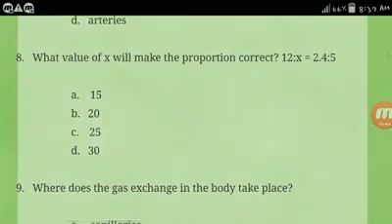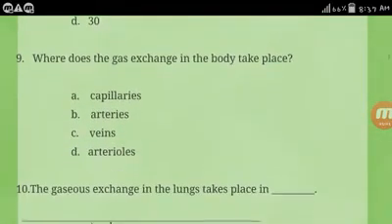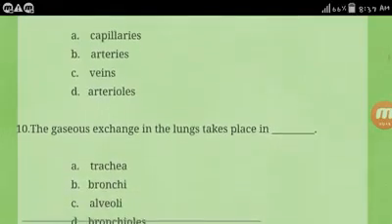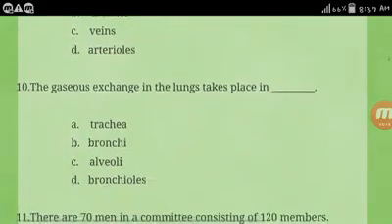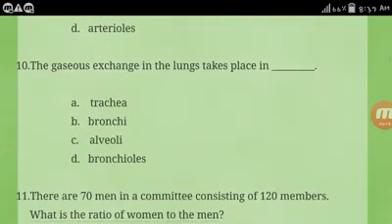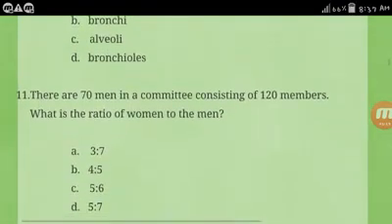Next, number 8, what value of x will make the proportion correct? You just have to multiply the extremes and the means. So x times 2.4, that's 2.4x, is equal to 12 times 5, which is 60. So 60 divided by 2.4 will give you 25. Letter C. Number 9, where does the gas exchange in the body take place? As I told you, in the body, it's in the capillaries. Gaseous exchange. Number 10, the gaseous exchange in the lungs takes place in the alveoli or the tiny air sacs. The answer there is letter C.